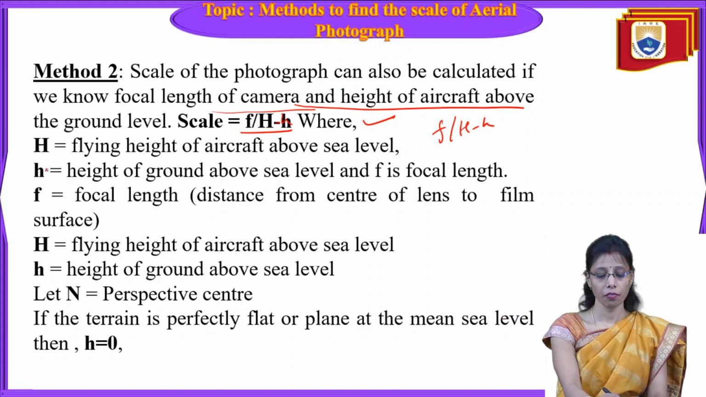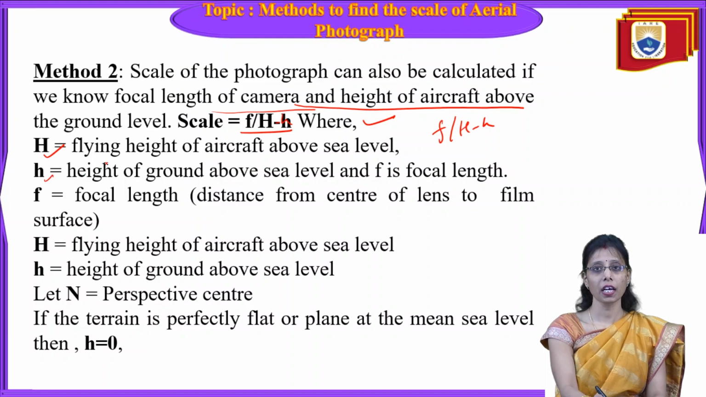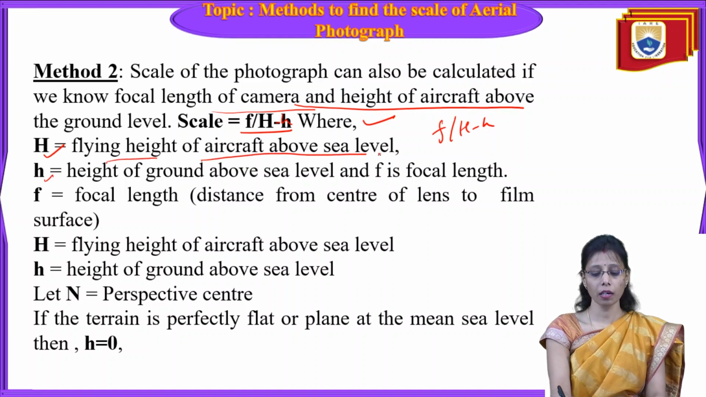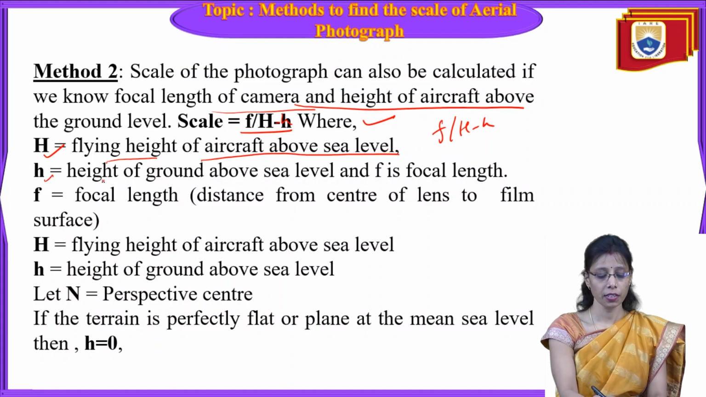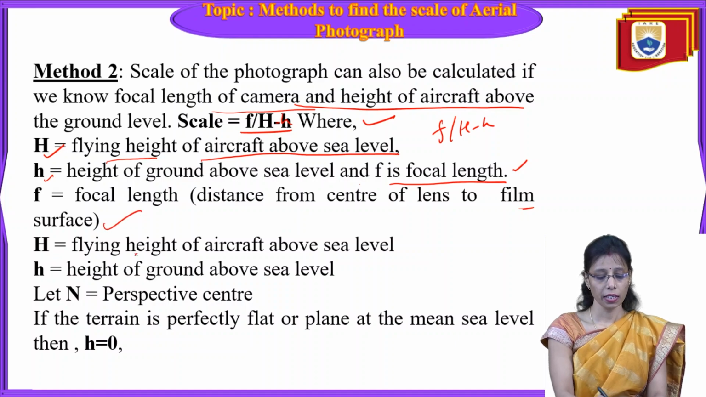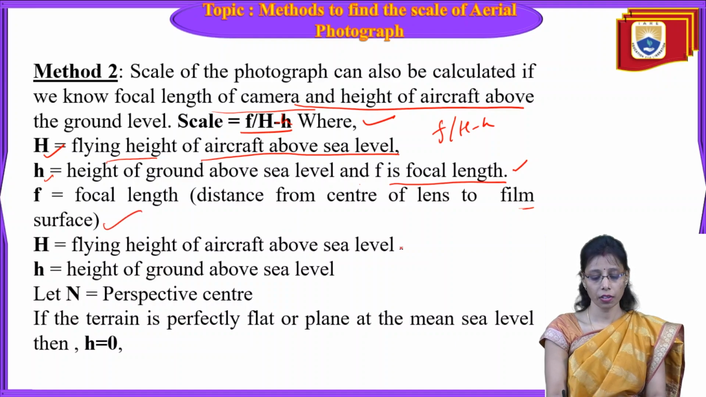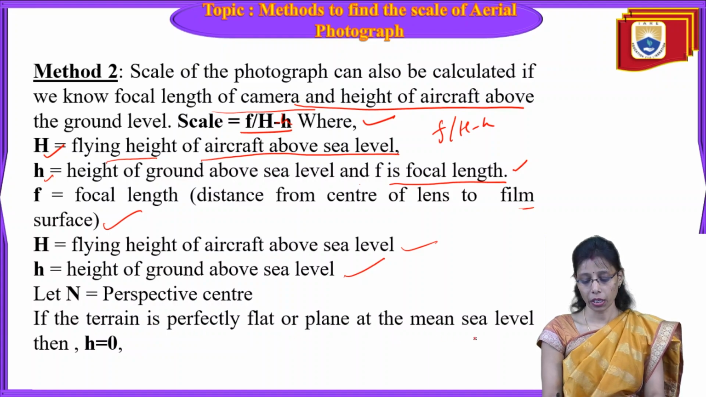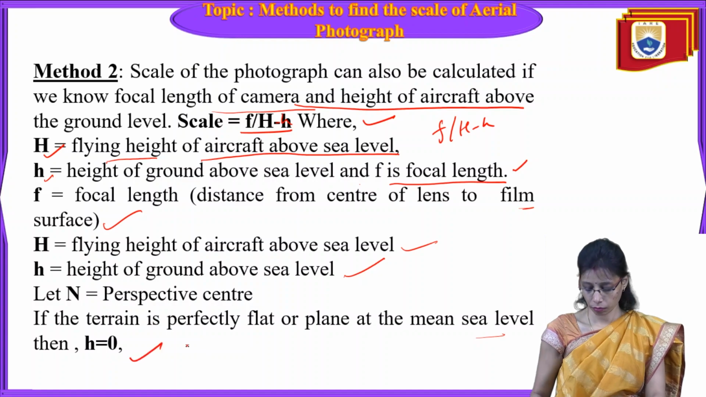So what is f here, what is capital H here, what is small h here? Capital H here is the flying height of the aircraft above the sea level. Now small h is the height of the ground above the sea level, and f is the focal length. So focal length is the distance from the center of the lens to the film surface. So now we have to see, if the terrain is perfectly flat or plain at the mean sea level, then h is equal to 0.